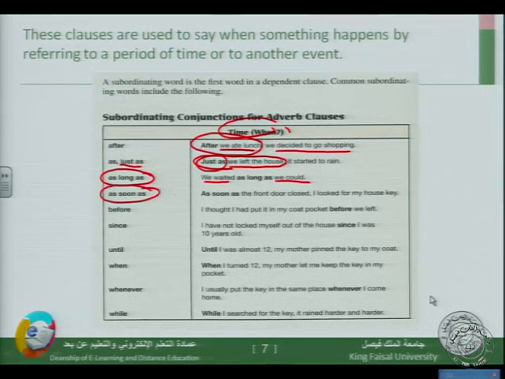Before also indicates time. I thought I had put it in my coat pocket before we left. When did you put it in your pocket? Before we left. Since I have not locked myself out of the house since I was 10 years old. Until I was almost 12.